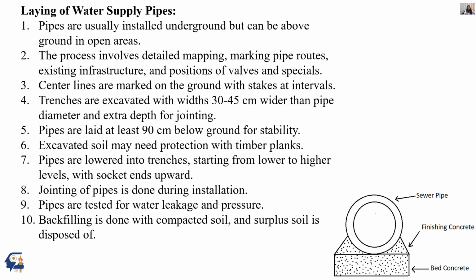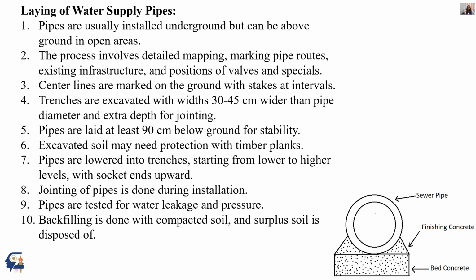After that, we go for center lines, which are marked on the ground with stakes at an interval. These trenches are excavated with widths of 30 to 45 centimeters wider than the pipe diameter and extra depth for jointing. So the pipes are laid at least 90 centimeters below the ground for stability. Excavated soil may need protection with timber planks, and the pipes are lowered into trenches starting from lower to higher levels with the socket end upwards.